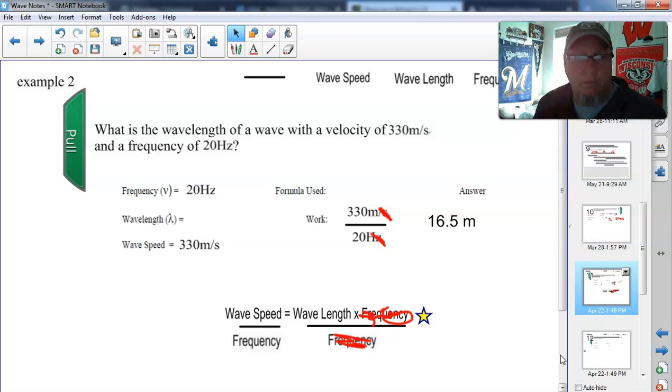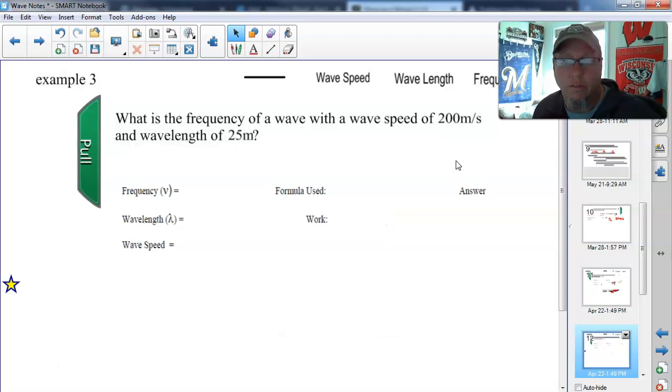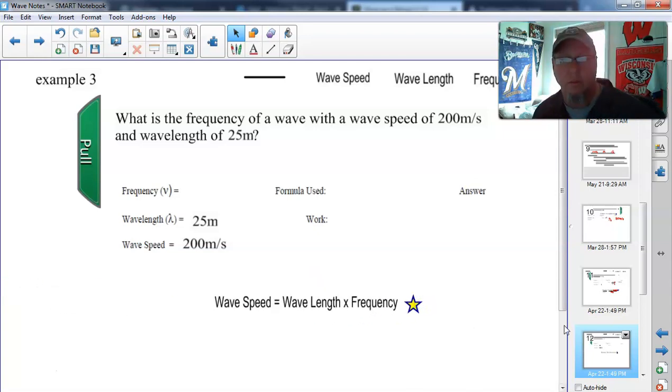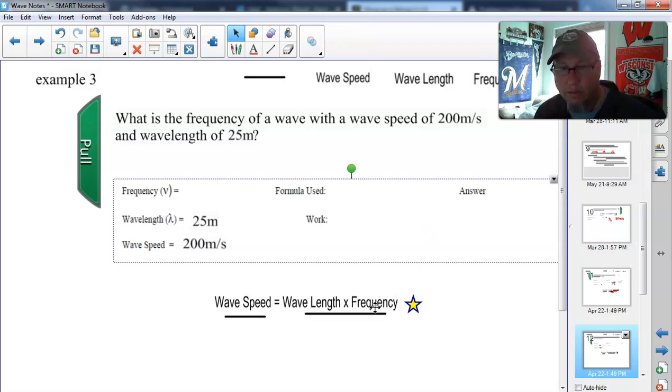For that particular problem, I'm just going to do one more sample problem and then kind of turn you loose on your homework for today. Here's the third sample problem. I have a speed of 200 meters per second and a wavelength of 25 meters. So this one looks like I'm trying to figure out the frequency. I still got that same formula that I started with, but in this formula, I would like to figure out what the frequency is. I don't want to know what the wave speed is. I'm more interested in finding this.